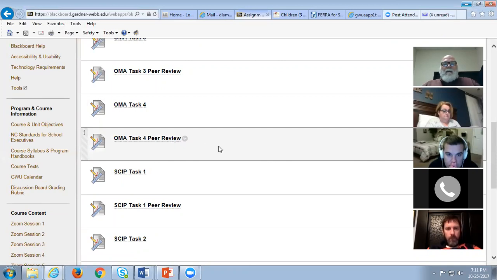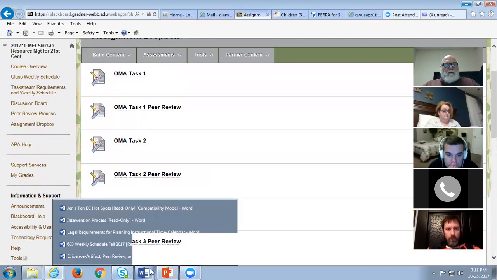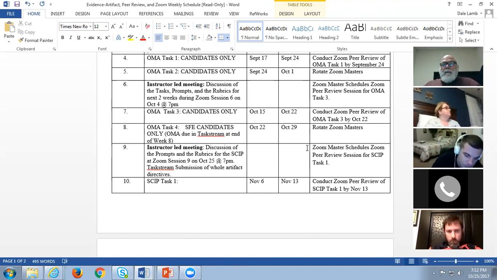I think I had that in the, let me look at the schedule. I believe I had that in the schedule. Yep. Task 4. I don't have anything in there about a peer review of task 4, but I do have some people want to do those, and so I put a Dropbox in for you. But if you'll refer back to your schedule where we are, we're at week 8. By the end of this week, you should have task 4 about wrapped up.